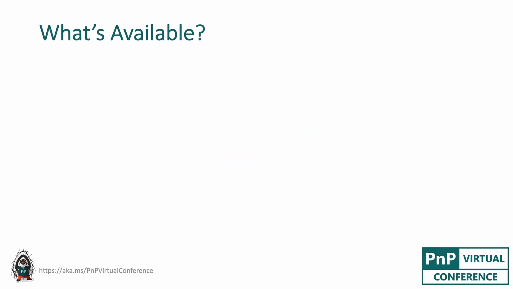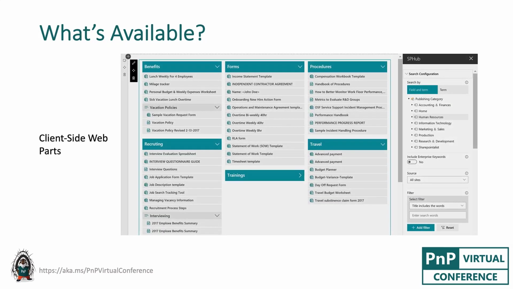So what's currently available in SharePoint Framework? First of all, client-side web parts, and if you are familiar with the classic ASP.NET web parts, the idea here is the same. It's just a component that can be added to the page and solve some business problem. Good thing about client-side web parts is that they are available in SharePoint Online, SharePoint 2016 and SharePoint 2019, and they can be added both on modern and classic pages.